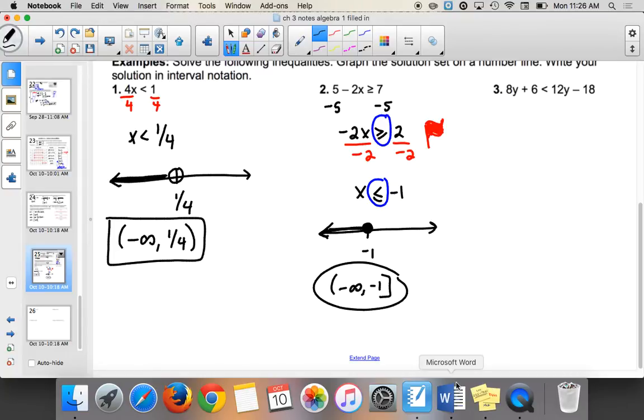Can you guys handle these? So obviously, just like with equations, it gets harder. Like equations, I gave you some really hard ones with decimals, fractions, and so on. You could have decimals, fractions with inequalities as well.